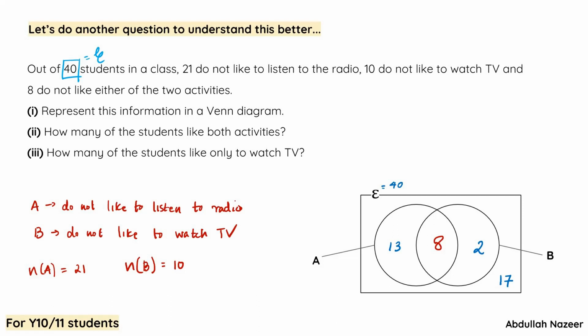Question number 2: how many of the students like both activities? This question is a little trickier because the set is talking about people who do not like to listen to radio, people who do not like to watch TV, and the question is asking about the people who like both activities. So let's try to understand the regions properly first.